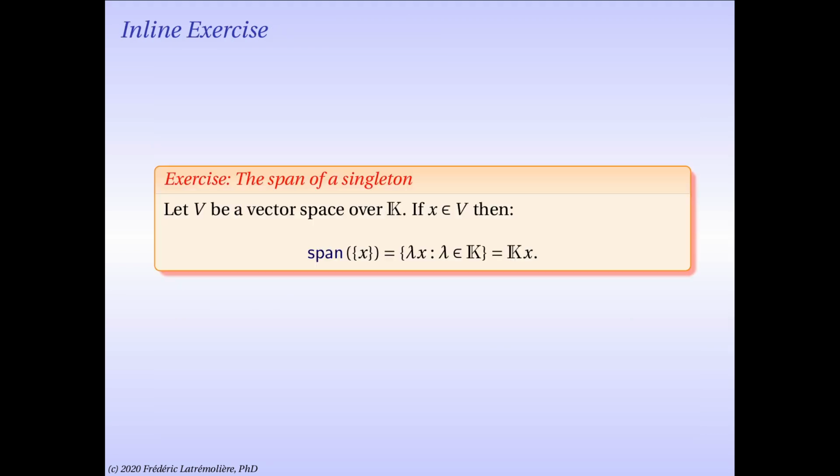I'm now going to ask you to pause the video to work on a simple exercise. I would like you to prove the following. Let V be a vector space over a field K. If x is some vector of V, then the span of the singleton x is given by the set of all lambda times x for lambda varying over all the scalars. This is denoted typically by K times x.